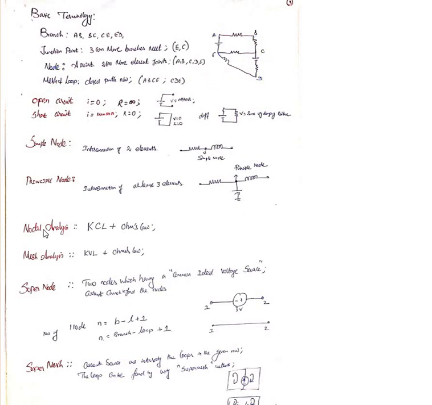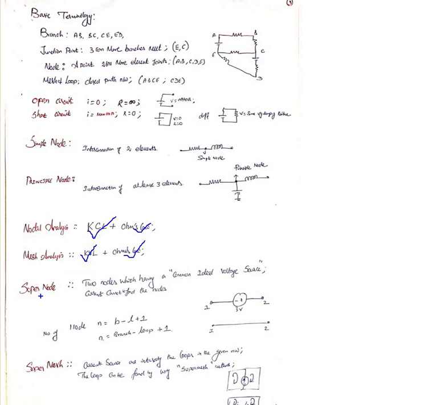Okay, fine. Next, what you are going to learn is Kirchhoff's law, followed by analysis. What are the analyses you have? One is nodal analysis, node analysis. The second one is mesh analysis. Node analysis means Kirchhoff current law plus Ohm's law. Mesh analysis means Kirchhoff voltage law plus Ohm's law. That's all. So you will complete node analysis and mesh analysis.